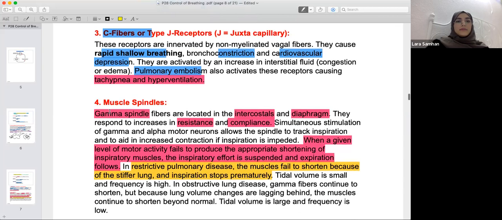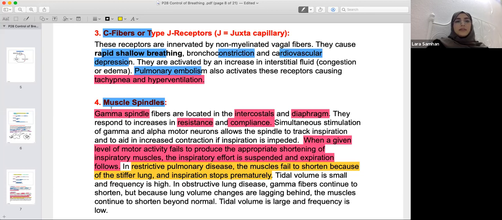Now, talking about the fourth type, which is the muscle spindle, the spindles of the muscle itself. In regard to muscle spindles, we have a couple of spindle fibers. We're going to focus more on the gamma spindle. The gamma spindle helps in inhalation and exhalation. How? For example, once we have inspiration, it stretches, and the same goes for expiration, because it tries as much as possible to prevent abnormal inspiration and expiration.